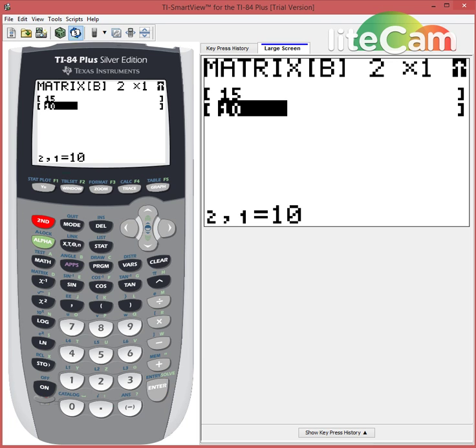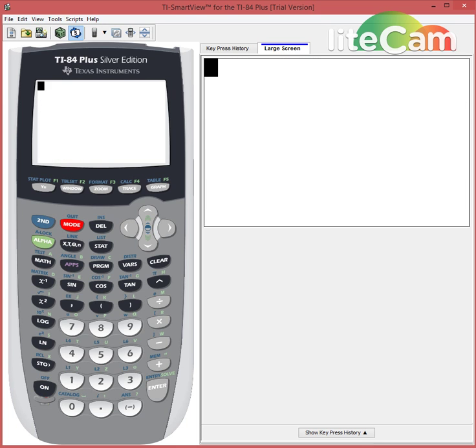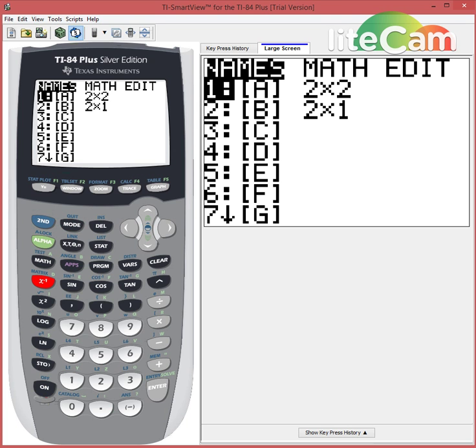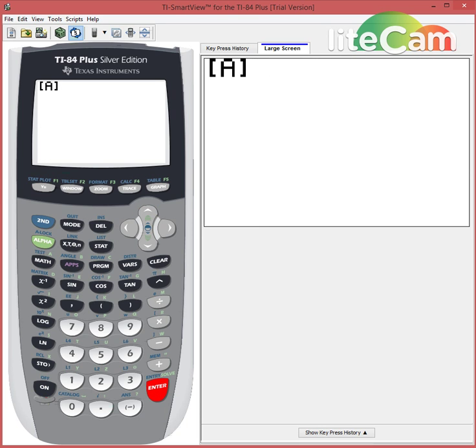Second button, quit, right there, because for some reason the matrix function wants to keep you in edit mode, and we want to get out of edit mode so we can actually use these matrices. So now I'm going to go back to second matrix again. I'm going to stay on names this time, and since I'm already selected on the A right there, I'm going to press enter. And that's going to put A into my screen where I can do addition and subtraction.